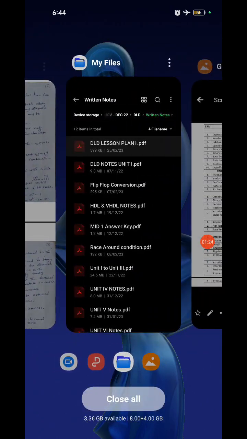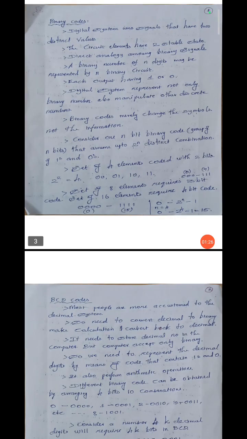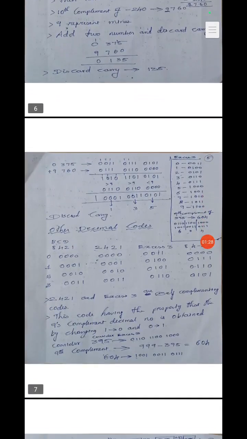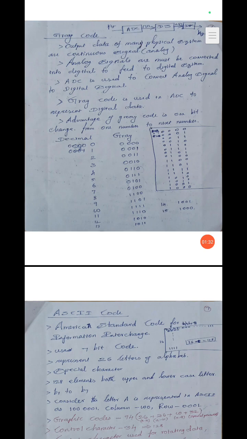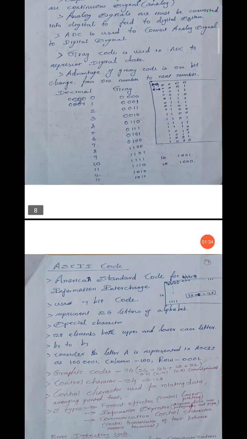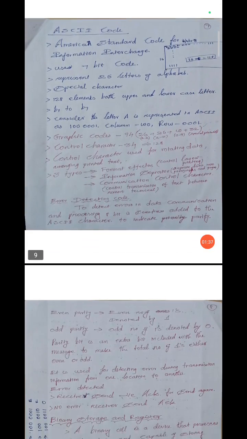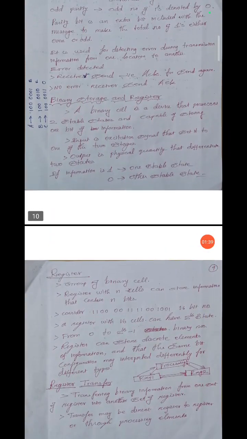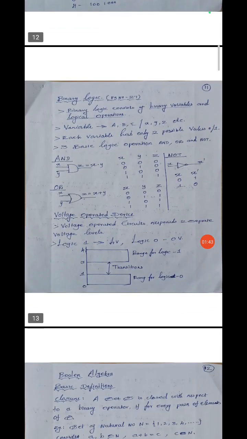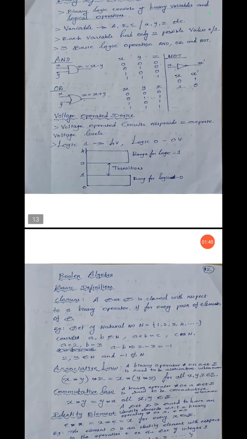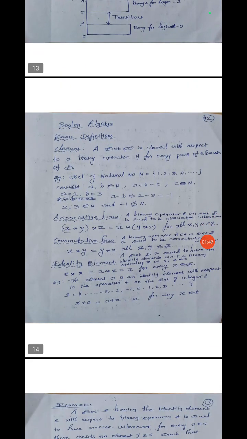What are the definitions? And all the theorems. So before that, in number systems, you have to study what is Gray code, then what is ASCII code. These are important ones. Then in binary logic, you have to study Boolean algebra and the basic definitions.